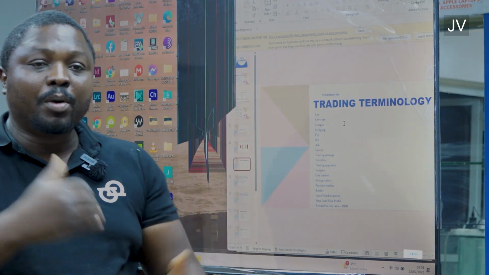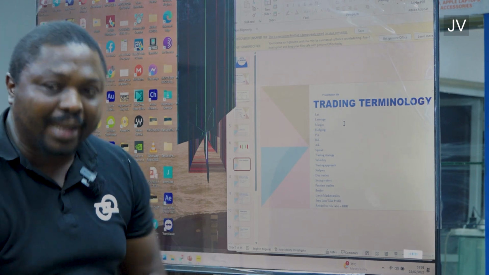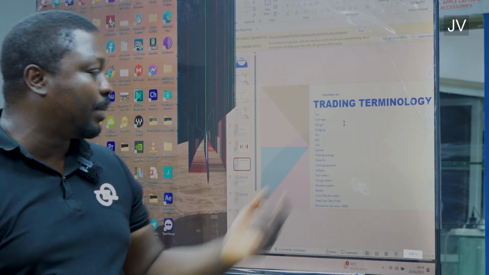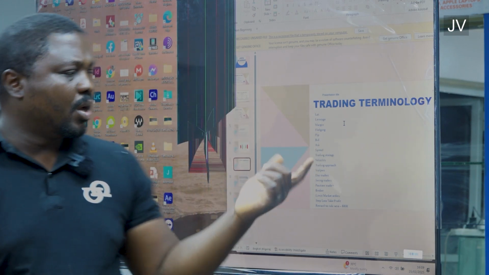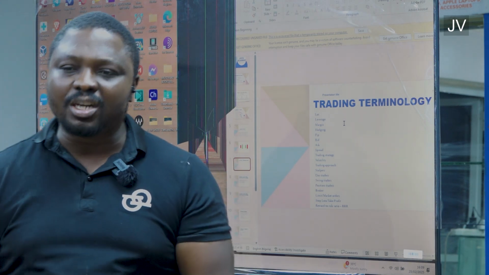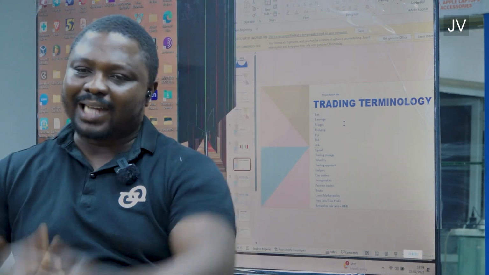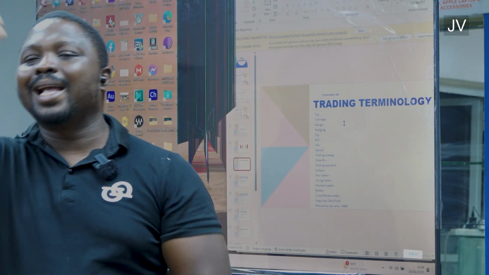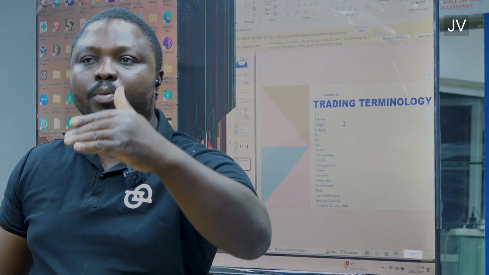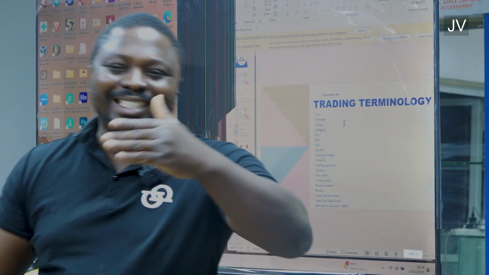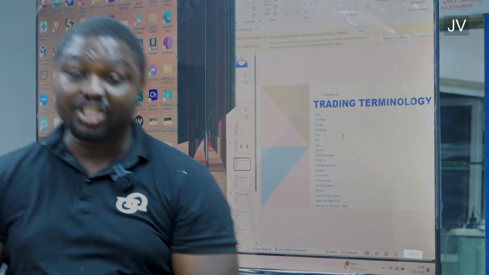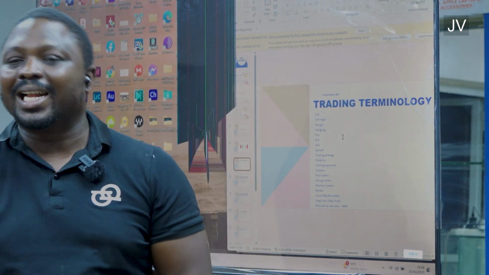The more margin you have, the more positions you can add in the market. Then hedging here, what do you mean by hedging? When you say hedging, you buy and sell at the same time. You have sell positions and you also have buy positions at the same time. That's hedging. That's why some people used to hedge, meaning that they will buy and sell at the same time.